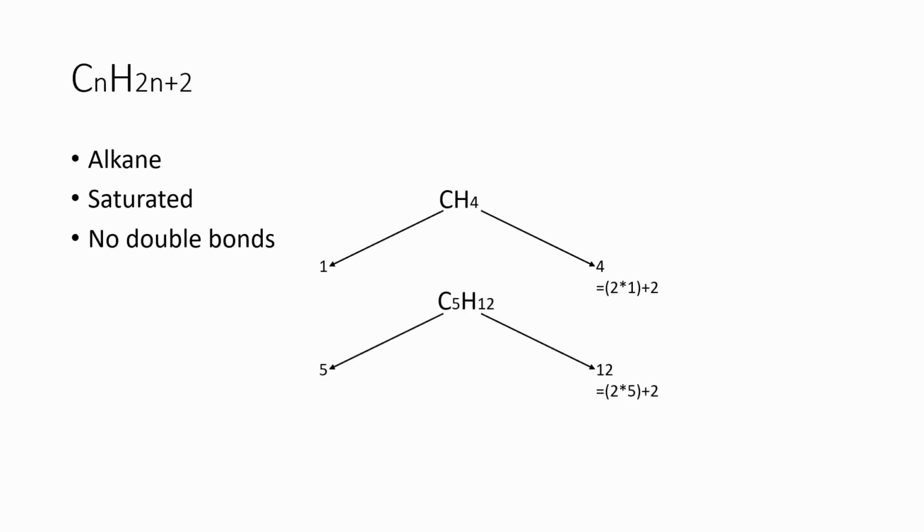Their general formula is CnH2n+2, n being the amount of carbons. So, if there is one carbon, there will be two hydrogens plus two more, giving a total of 4 hydrogens. If there are 5 carbons, there will be 10 hydrogens plus 2 more hydrogens, giving the total of 12. If there are 342 carbons, how many hydrogens will there be?